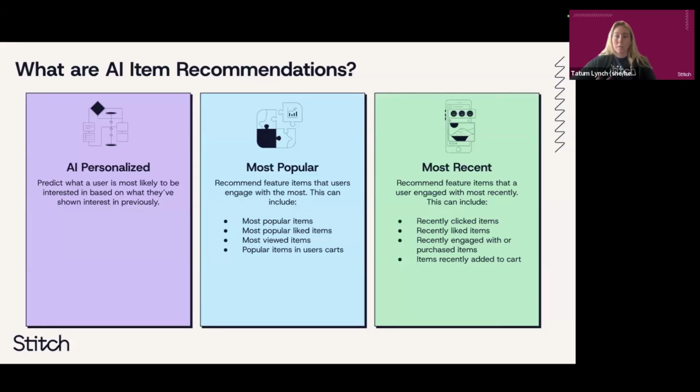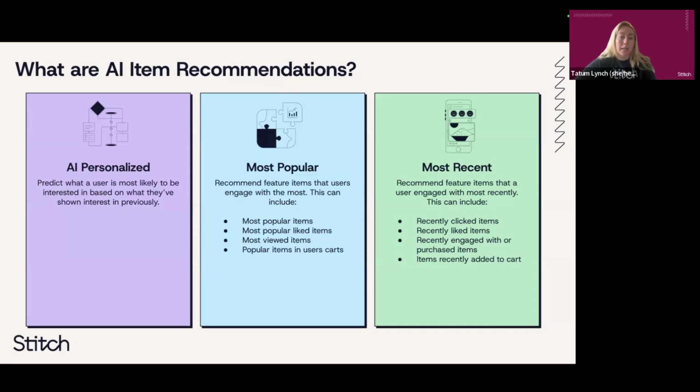As you can imagine, Braze has been using a machine learning model that allows brands to be able to build this recommendation engine within Braze. And so, like I mentioned, they have different models that you can build. These are three, I would say, that are most common. First of those being AI personalized. This is where you can predict what a user is most likely to be interested in based on what they've shown interest in previously.